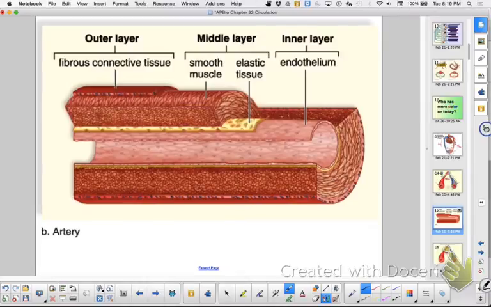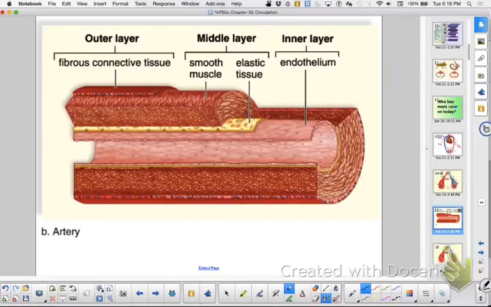The function, and I'm at section 32.2, is that an artery takes blood away from the heart. In its structure, it has thick muscular walls. And arterioles are the smallest arteries.